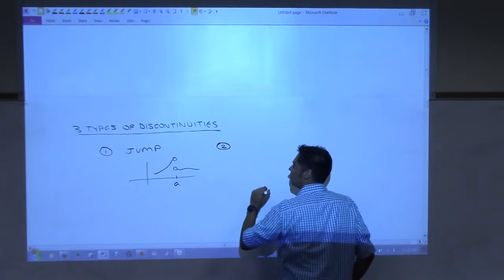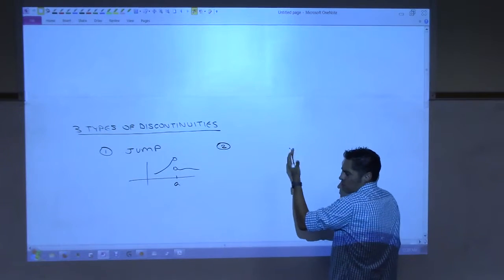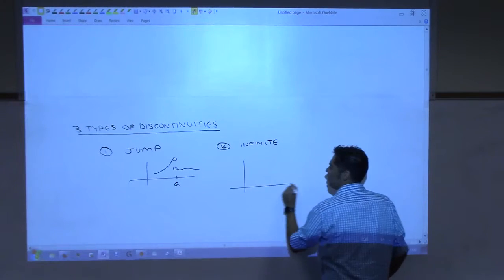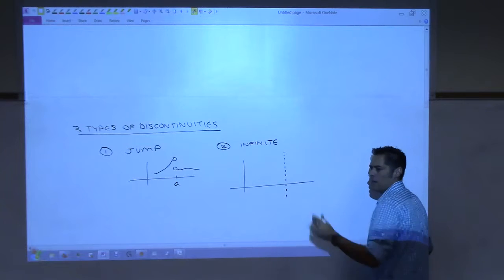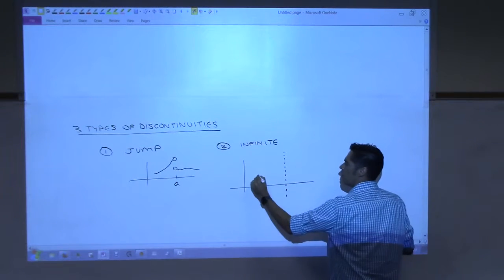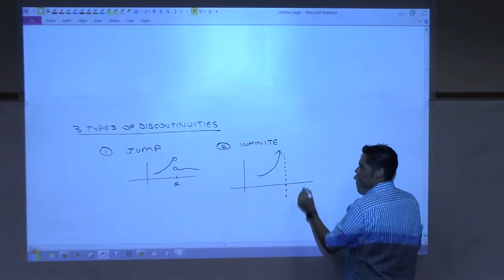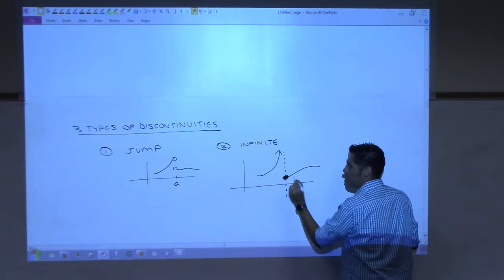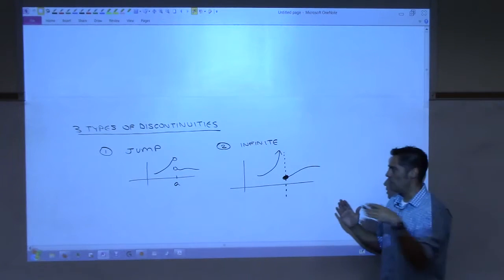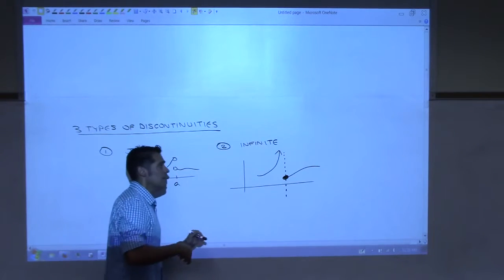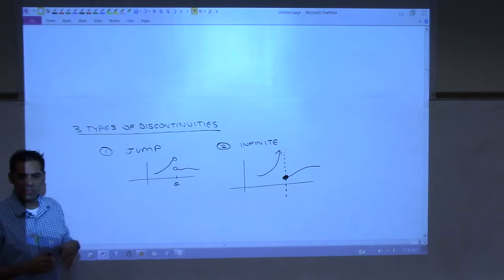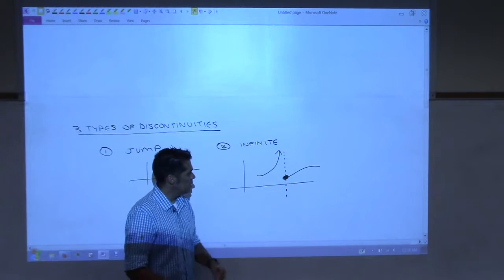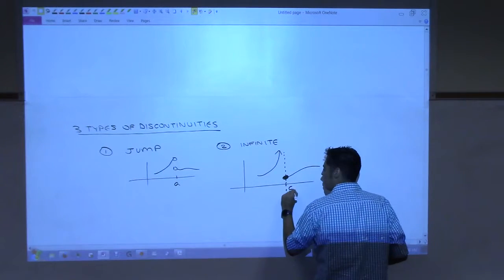The second one, and the order doesn't matter with these, is infinite. An infinite discontinuity is anywhere where your graph has a vertical asymptote. So if your graph takes off to infinity this way, like that, even if this side comes in to a point, and even if it is defined at that point, doesn't matter. If at any point in time the left side or right side go to infinity or negative infinity, this is an infinite discontinuity, because somewhere your function's becoming infinite. And you have to pick up your pencil, right? So we would be discontinuous at A only, right?